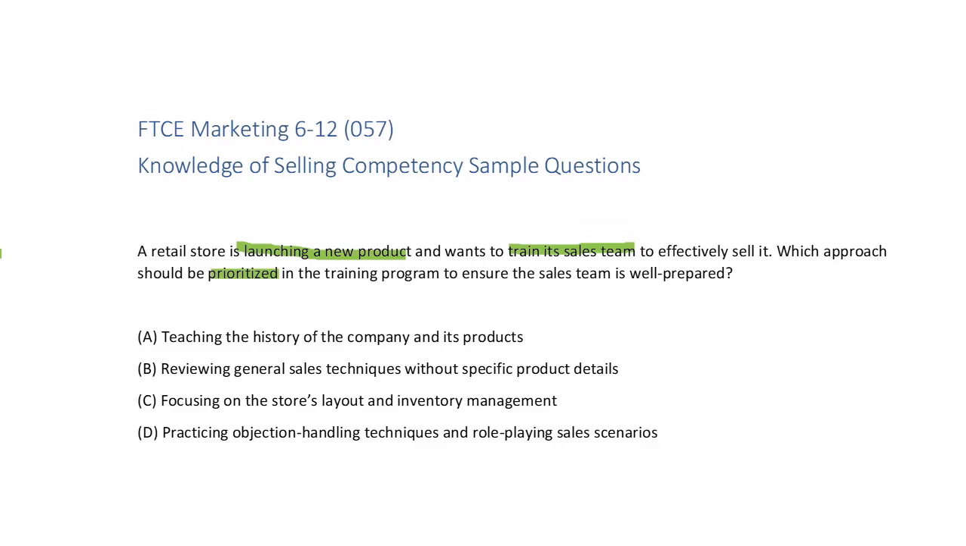Well, practicing objection handling techniques and role-playing sales scenarios is crucial in preparing the sales team to effectively sell the new product. This approach helps salespeople develop skills to address customer objections and respond confidently in various sales situations, which is essential for successful selling. While answer choices A, B, and C are a relevant part of the training process and will probably be necessary, the priority should be D, practicing objection handling techniques and role-playing sales scenarios.